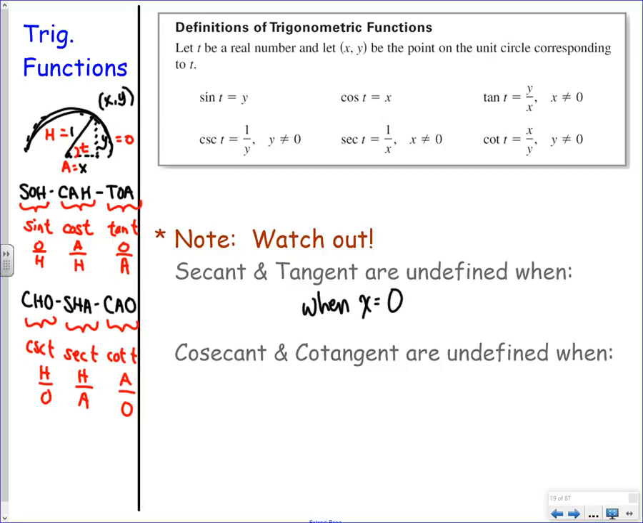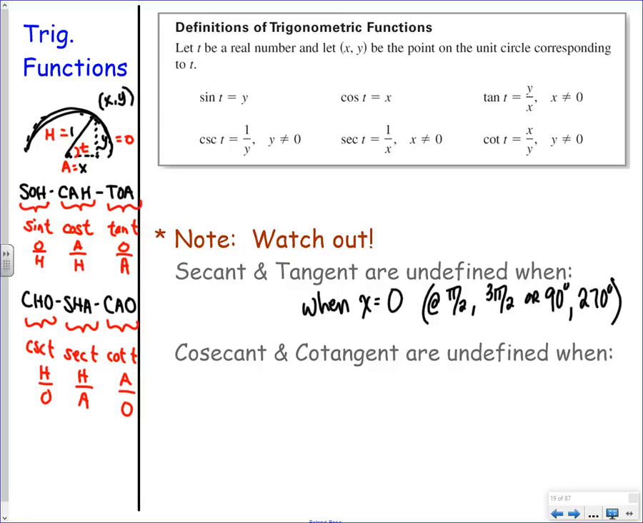And that's going to happen at, well, wait a minute, when x is 0, that means you're not going right or left, right? What angles are you at? Up and down. Up and down, hence pi over 2, the half pies. And then down here also, that'd be 3 pi over 2. So pi over 2 and 3 pi over 2, same thing as 90 and 270. That's when secant and tangent are going to be undefined, which should naturally happen because x would be 0, you plug in and it's undefined.